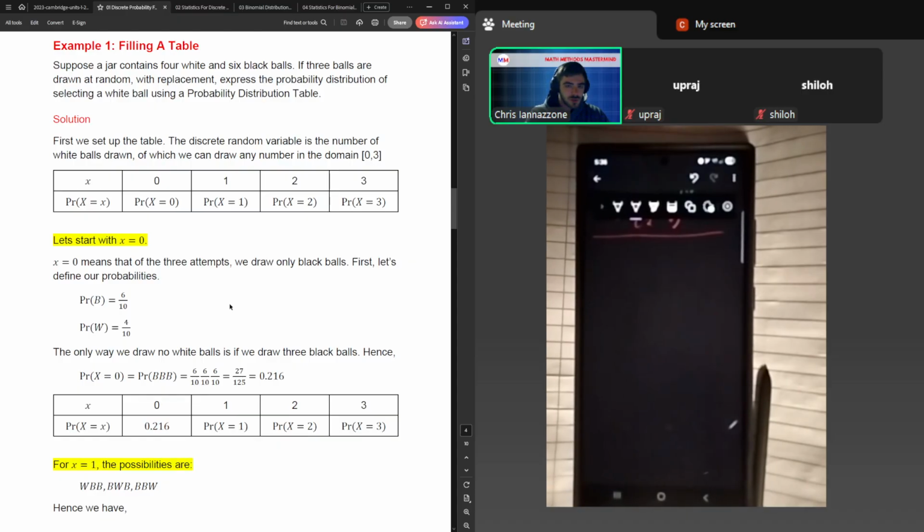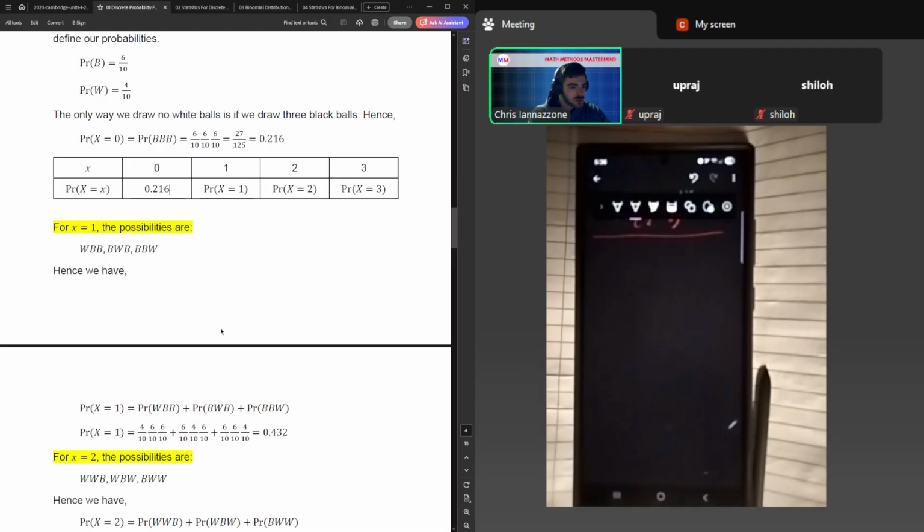Any questions so far as to how that came about? Okay. From here, it gets slightly more complicated, although not by much.